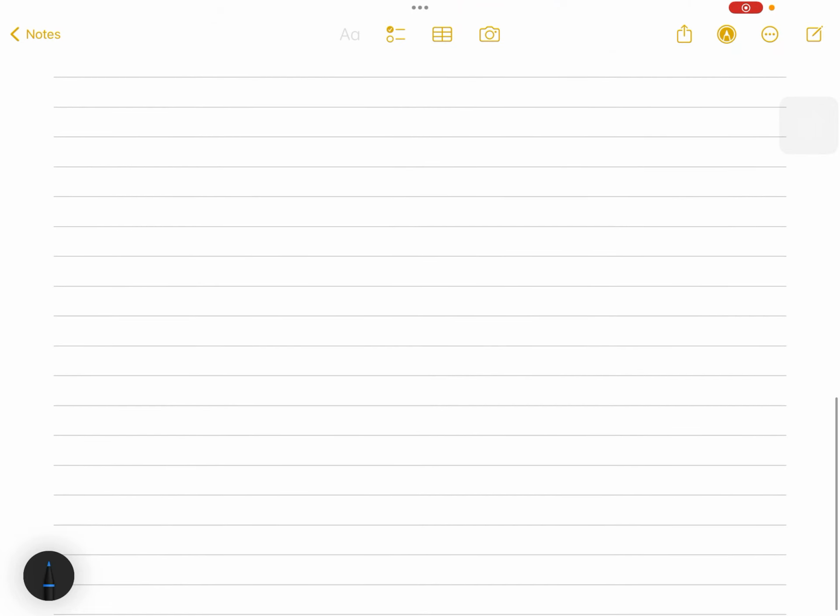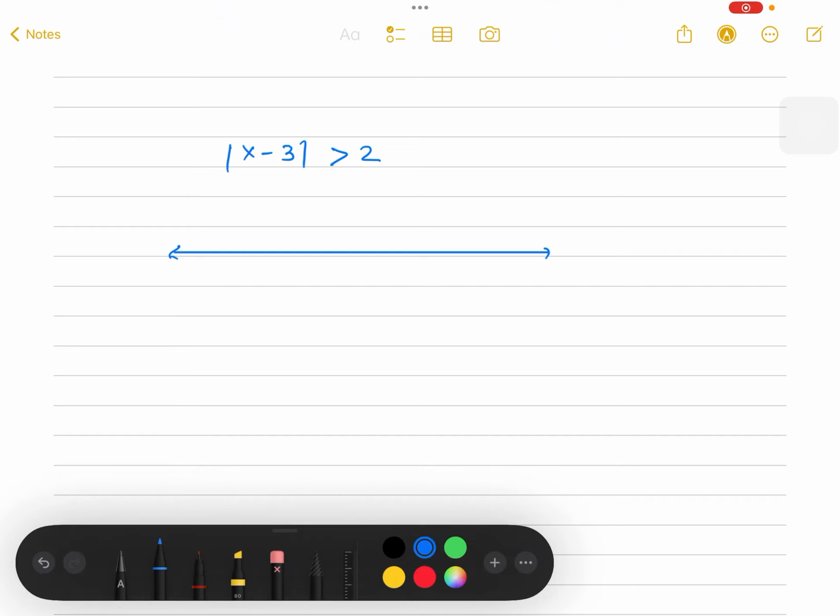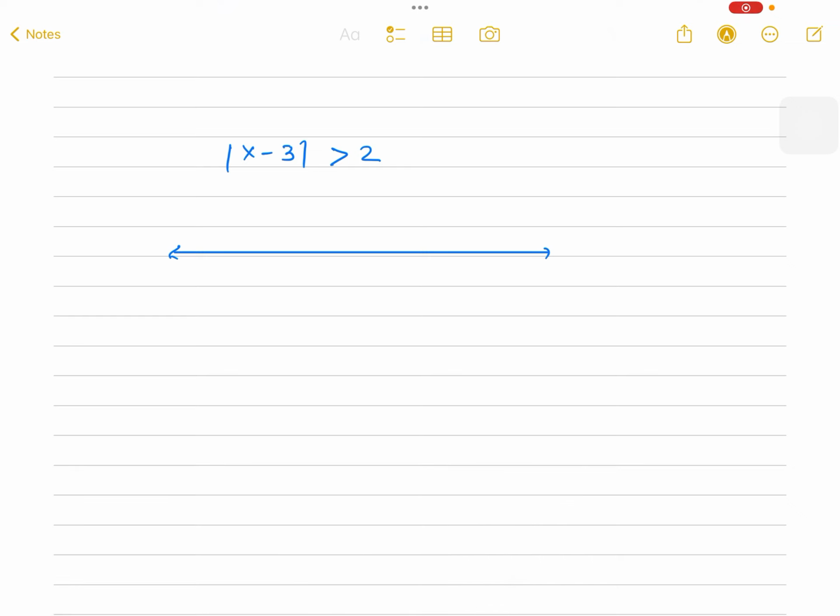Let's quickly solve one more problem. We are looking for |x - 3| > 2. Now we need to solve an inequality, right? So we have to find the value of x that satisfies the inequation |x - 3| > 2. Let's look at the question in detail.